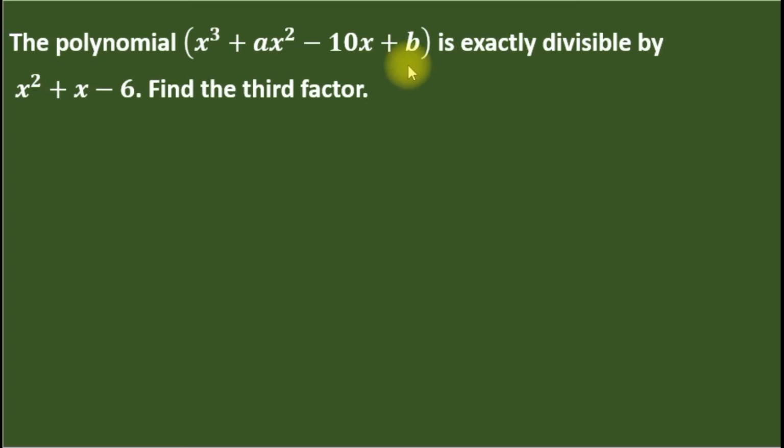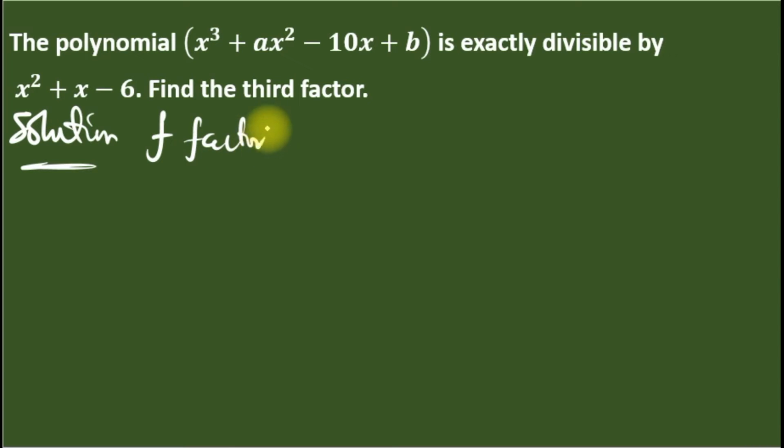As the polynomial is exactly divisible by this, find the third factor. This question is tricky. Remember, for it to be a factor, if you substitute the root, it must give us 0. So if you substitute the roots here, it must give us 0. So how do you get this root? They say it is exactly divisible by this.